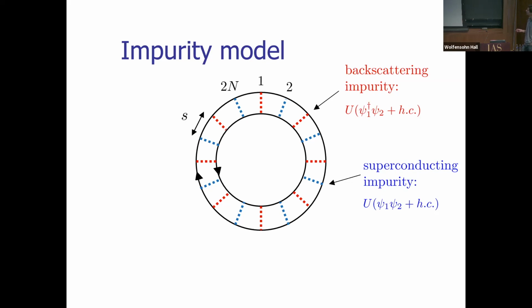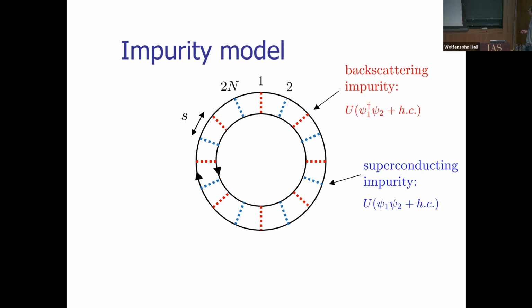And importantly, we're going to need two different types of scattering terms. This is the conventional backscattering term. It scatters an electron from mode one to mode two and vice versa. And this is another kind of scattering you could think of as coming from a superconducting impurity. It's actually more of a pairing term. It scatters an electron from one mode to a hole on the other mode, with a Cooper pair going into the superconductor.